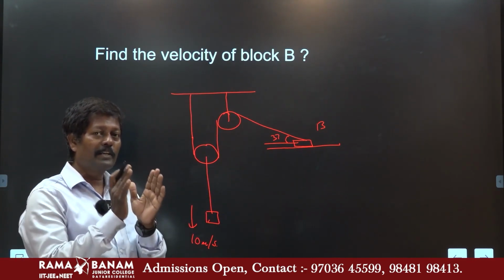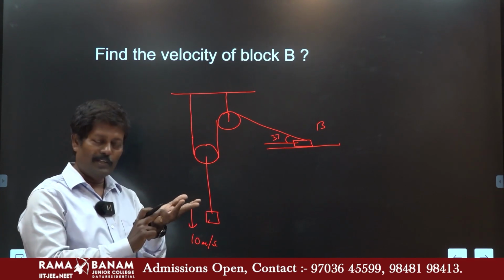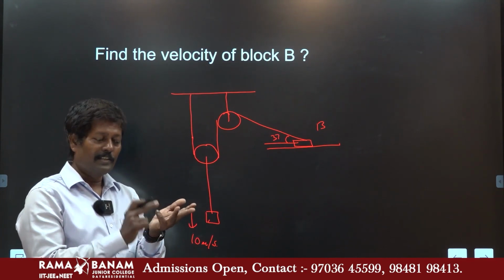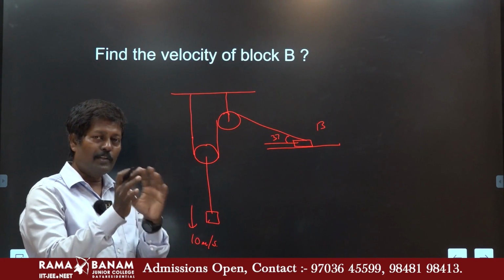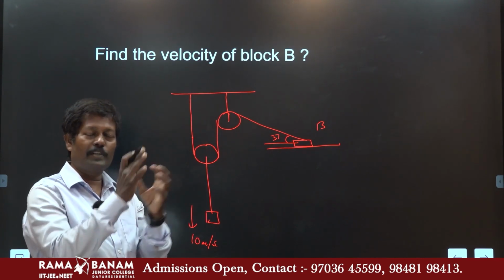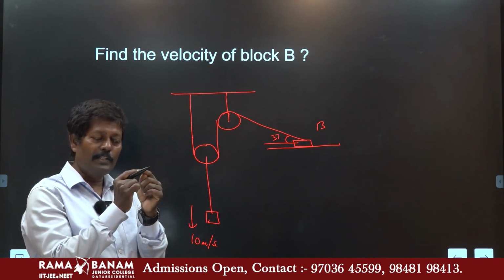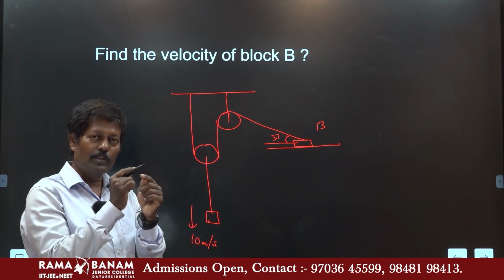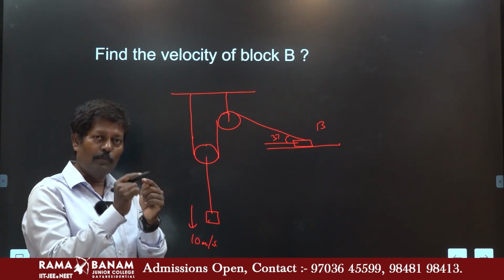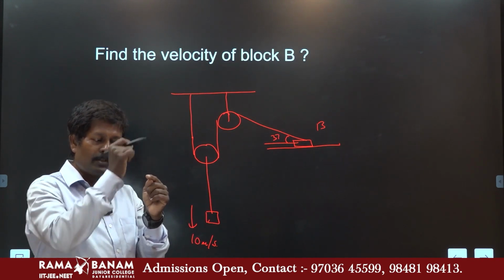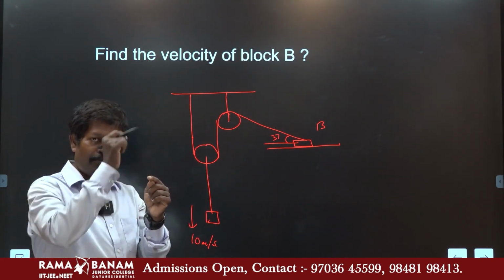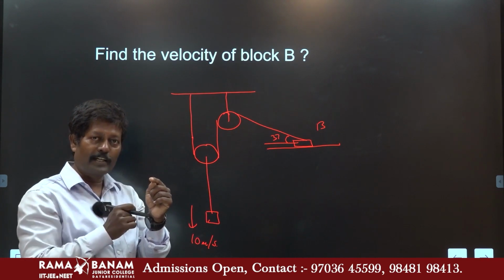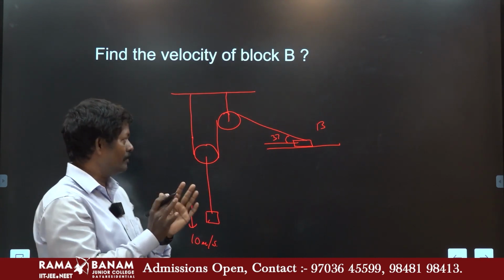Work done by internal force on the system is 0. In many of the problems we use that. The other one is what? Whenever two bodies are moving one over the other, the velocity components of both the bodies perpendicular to the surface of contact should match. That is the concept we have used.